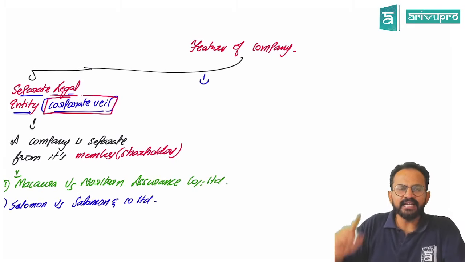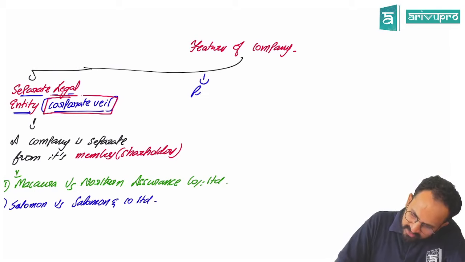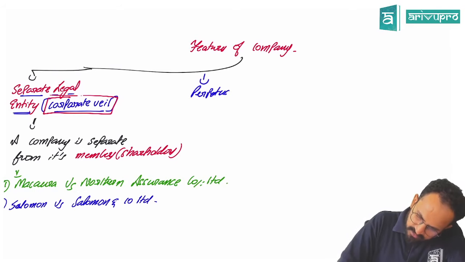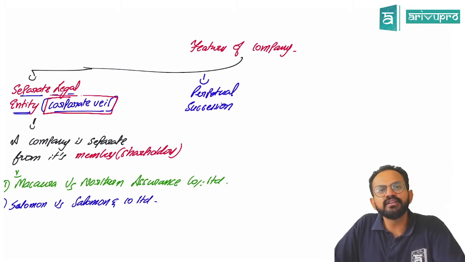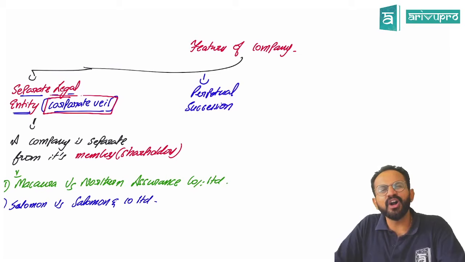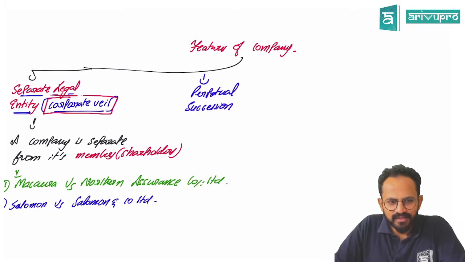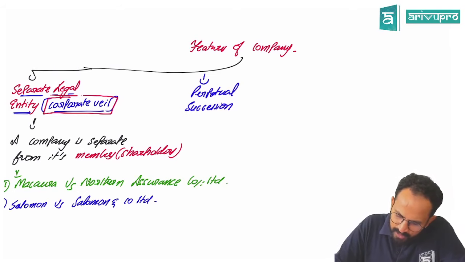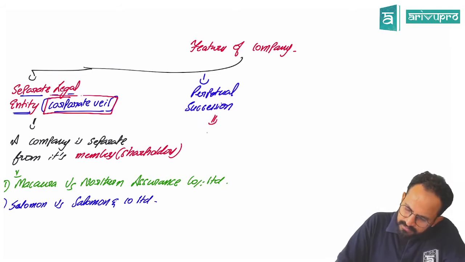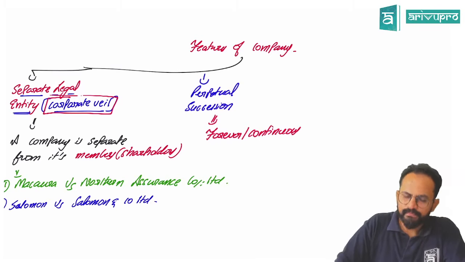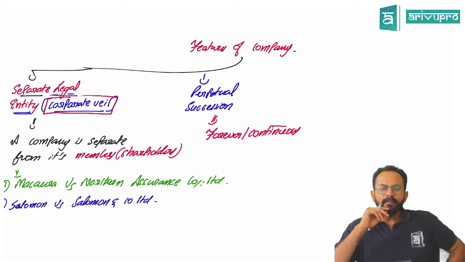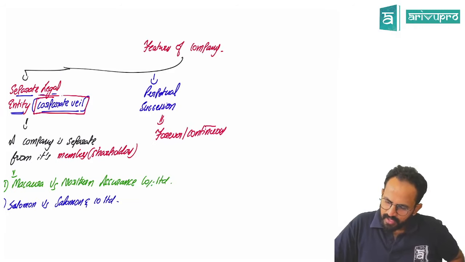The next characteristic of a company is perpetual succession. In the last chapter, I stressed the word perpetual. What was that perpetual? What do you mean by perpetual? The word perpetual means forever or continuous. So now, what do you mean by perpetual succession? Okay, I'll tell you.